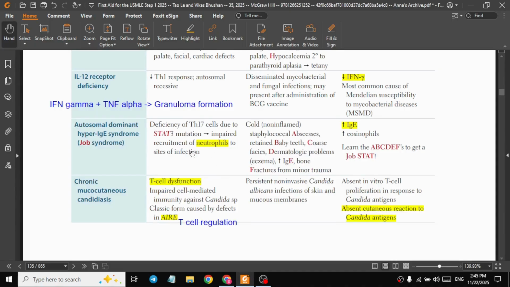Okay, so let's just make sure we covered all the points here. You see cold abscesses, right? Retained baby teeth. All of these are connective tissue problems, right? Derm problems are the first thing that is going to show in the newborn baby, right? High IgE, and then bone fractures from minor trauma and stuff. Again, connective tissue problems, right? So you're going to see a hyperextensible baby or a baby with multiple fractures.